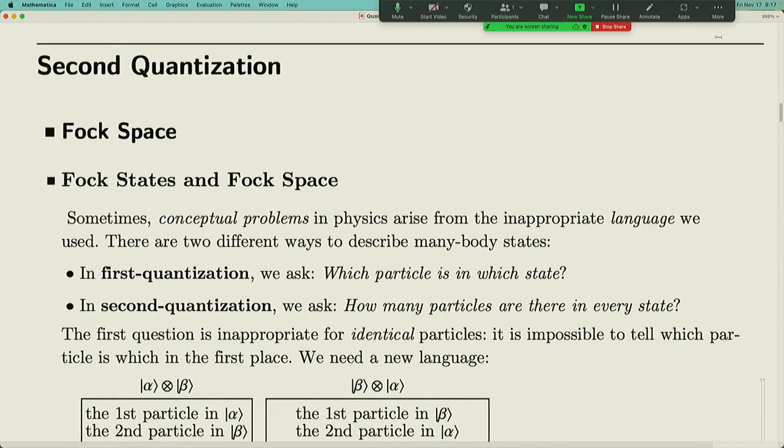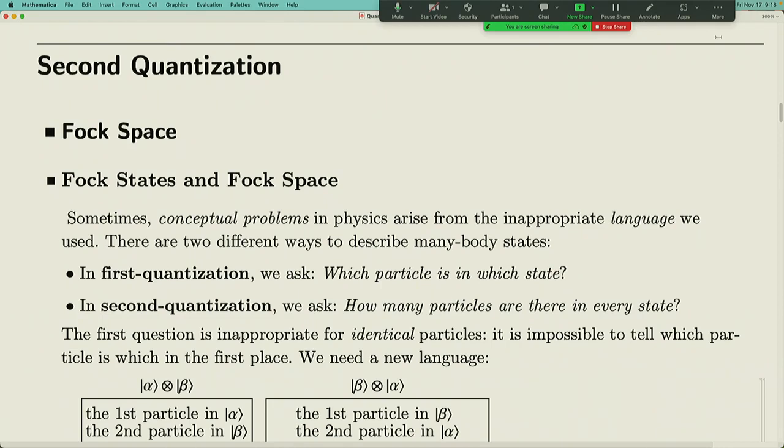So that is the goal, and those basis states in this space are called the Fock states. And the corresponding space is called Fock space. So this is a bosonic Fock space, and this is a fermionic Fock space. In many cases, the reason that in the original language we create a Hilbert space that's too large and describes many redundant illegal states is because we use an inappropriate language to describe the many-body system. In many cases, this conceptual difficulty arises from the misuse of language.